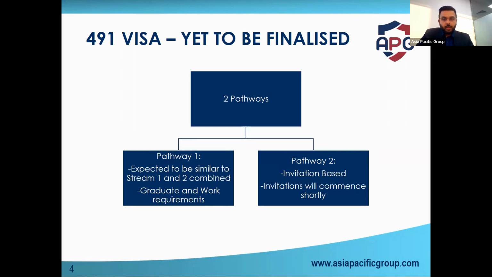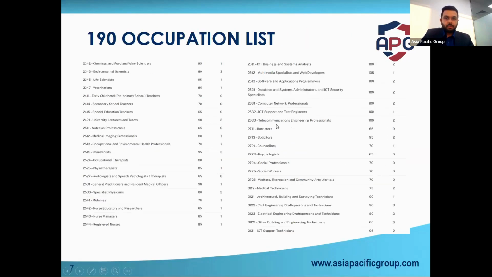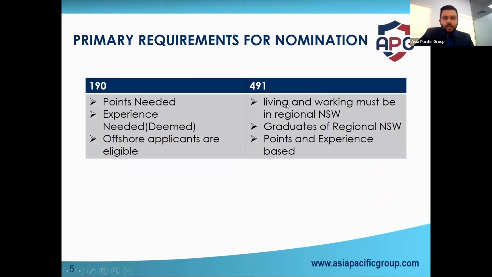Now, if we go with the general criteria, this is simplified. The 190 will be points based as we expected, and experience will be needed, and deemed experience. We are not talking about all the experience, only the deemed experience. We will come down to that as well. And number 3, offshore applicants are also eligible. So after a long time, offshore applicants can apply. Now the 491 will again have a living and working requirement.